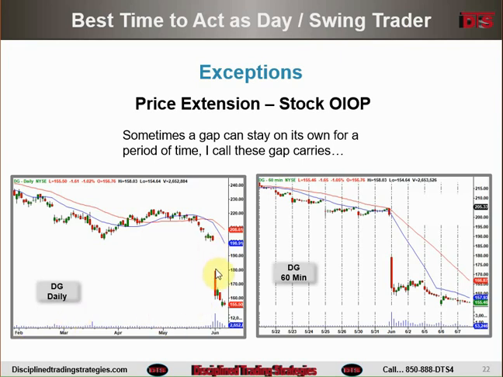And when it doesn't come back, what do they do? Well, every time it tries to rally, they sell into it, right? So a lot of times you'll see a continuing pattern. So I keep these on a list, right?